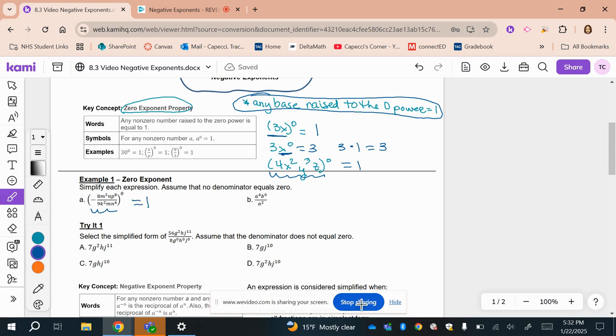In letter B, I have a to the 4th over a to the 2nd. I'm going to subtract those like we learned in our last lesson. That gives me a to the 2nd. And I have b to the 0, which is just going to be 1. So my final answer there is going to be a to the 2nd.